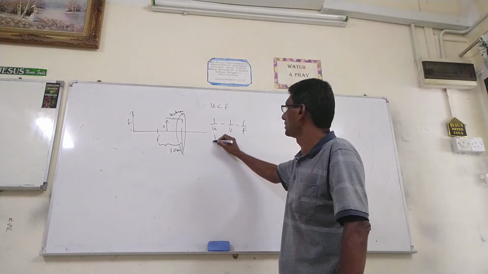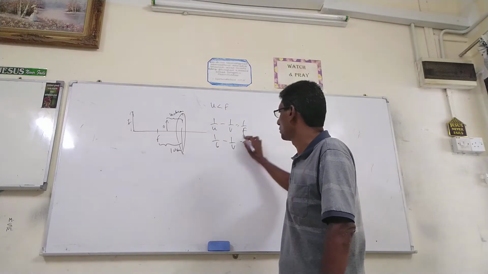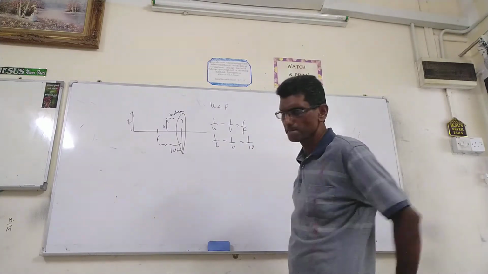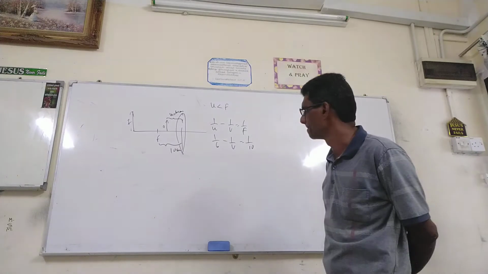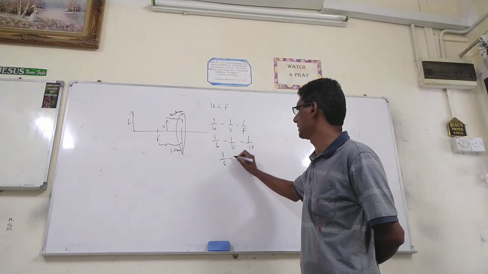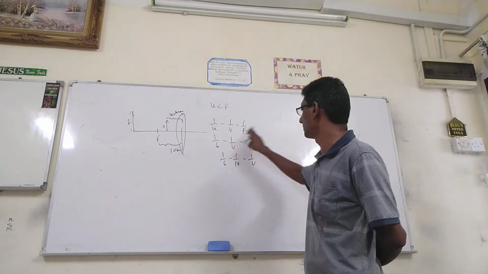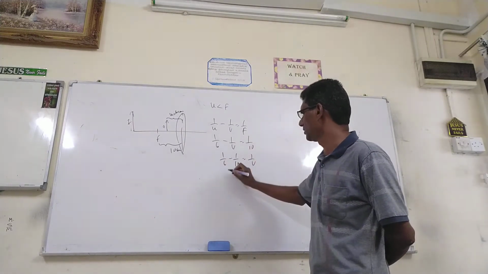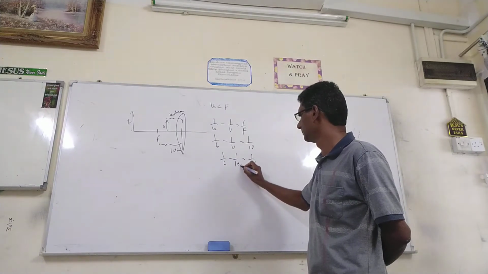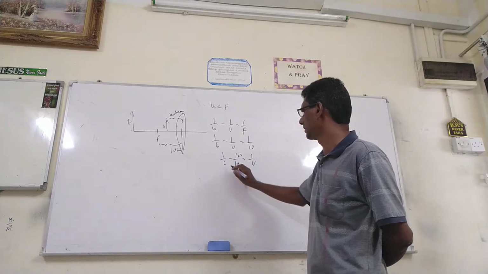So u equals 6, 1 over u, 1 over v, 1 over f, where f equals 10 cm. So this one is 1 over 6 minus 1 over 10 equals 1 over v. Bring 1 over v to be positive. So this one is times 3, times 3.